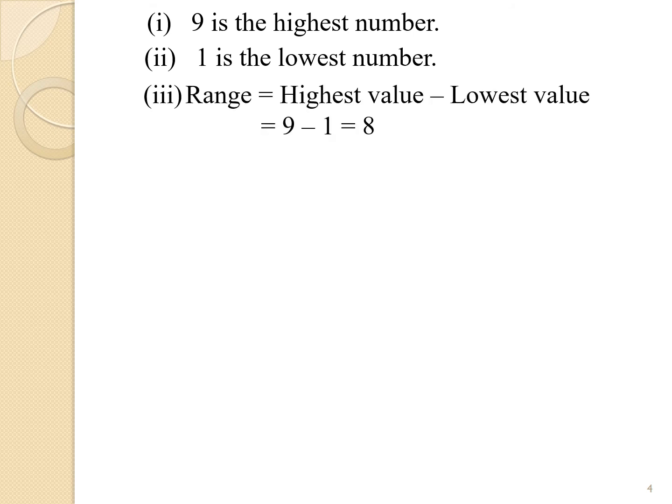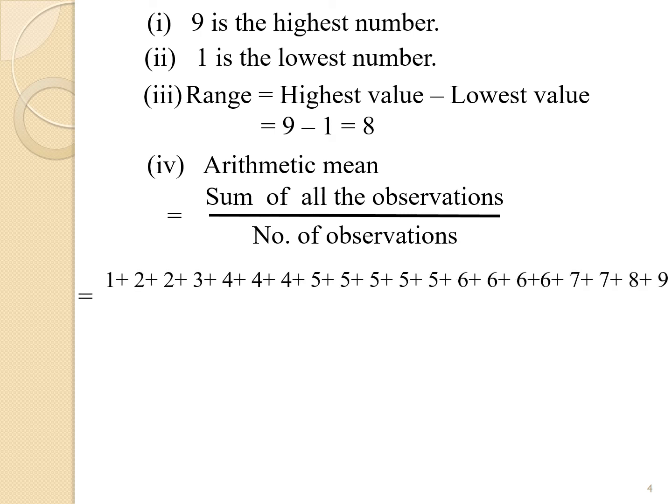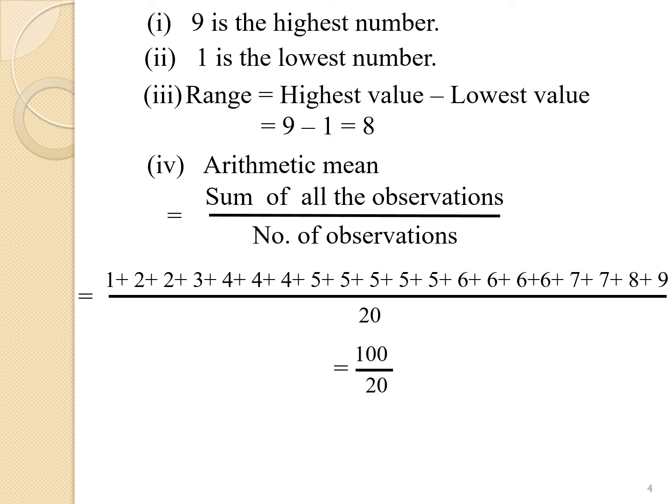Now, question number 4. Find arithmetic mean. Students, recall mean. Mean equals sum of all the observations upon total number of observations. Thus, finding the sum of all the observations and dividing it by the number of observations, we get 100 upon 20. Now, dividing 100 by 20, we get 5. Thus, mean is equal to 5.